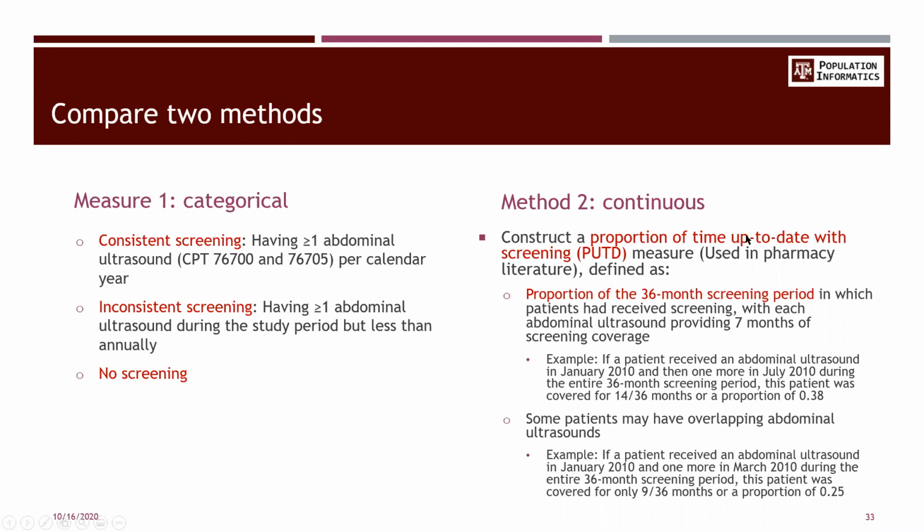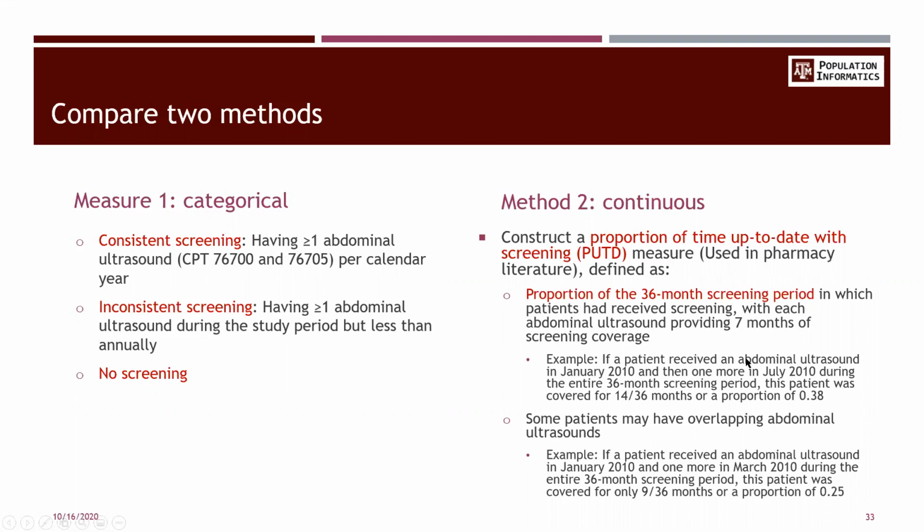So how we calculate this is, say, if you have a patient who received an ultrasound in January and another one in July, then you get credit for 7 months in January and 7 months in July. In total, if these were the only screenings you had, your proportional time up to date screening would be 14 months out of 36 months, which turns out to be 38%. So unlike the other measure, which is categorical, this is a continuous measure that goes from 0 to 100%, right? So that's how you do it.